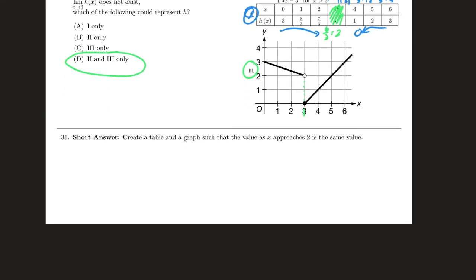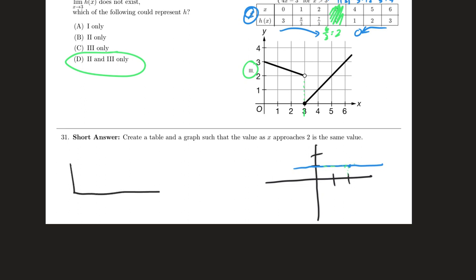All right, create a table and a graph such that the limit as x approaches 2 is the same. All right, so this is one of those things where you can be super creative, or you can do it in the simplest way possible. So if I want my limit to be, let's say, 1, I could just do a flat line like that. Because when I plug in values close to 2, I'm going to get values close to 1.